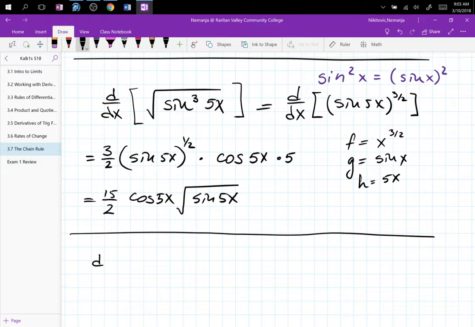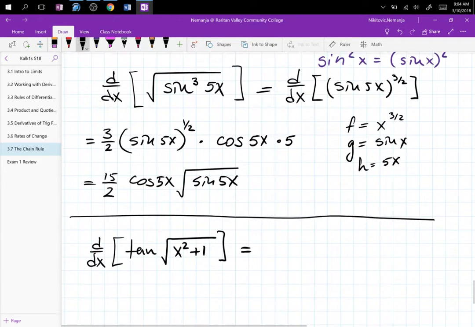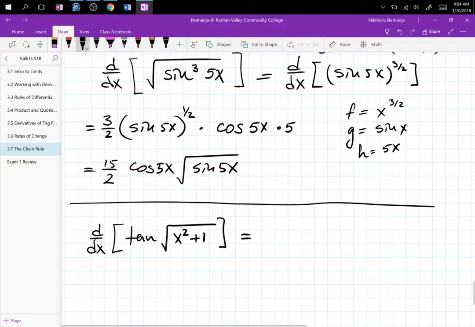All right, so the derivative of tangent of the square root of x squared plus 1. Have fun. I'll try to leave the upper example so you can refer to it should you need to.